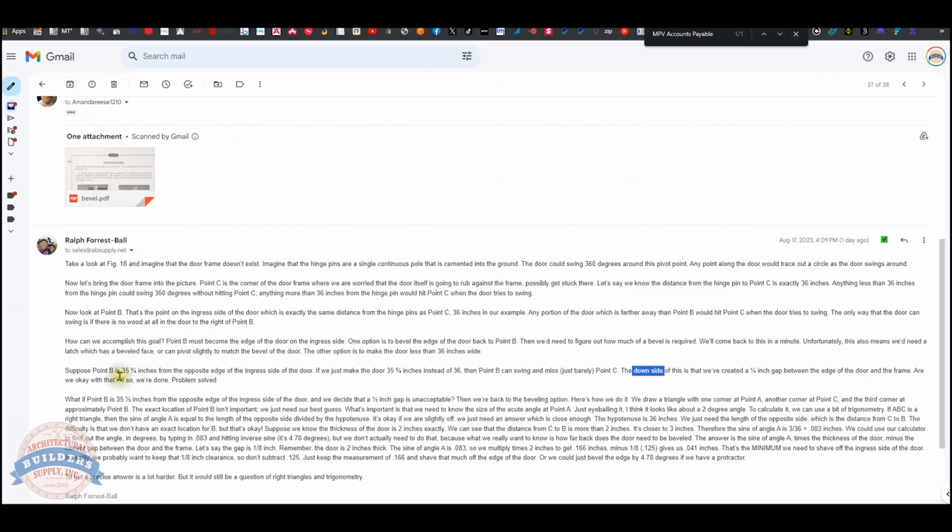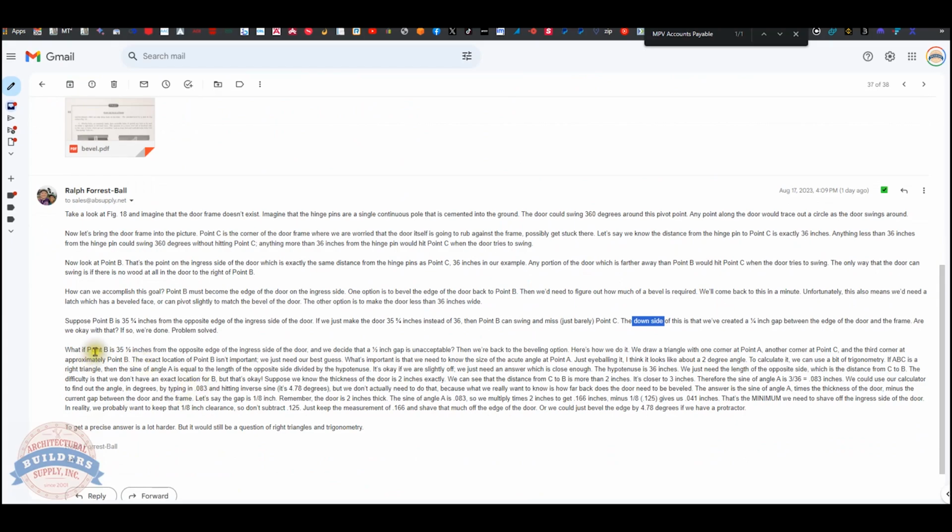Because in the commercial world, we're probably dealing with fire doors a lot of the time. Moving on, what if point B is 35 1/2 inches from the opposite side of the ingress side of the door and we decide that a 1/2 inch gap is unacceptable? Then we're back to the beveling option. Here's how we do it. We draw a triangle with one corner at point A, the other corner at point C, and the third corner at approximately point B. The exact location of B isn't important, we just need our best guess. What's important is that we need to know the size of the acute angle at point A. Just eyeballing it, it looks to be about 2 degrees.